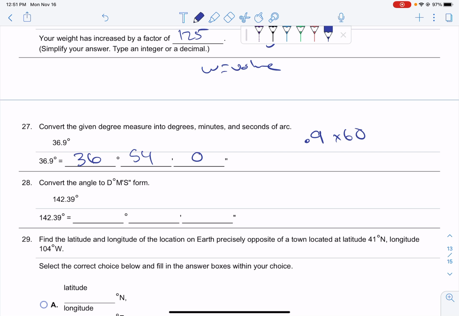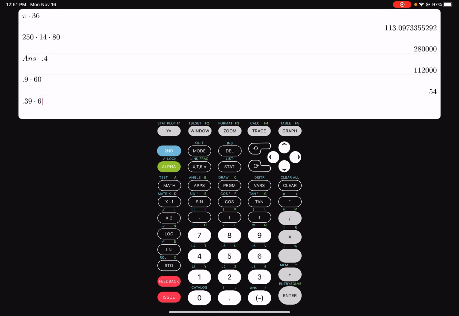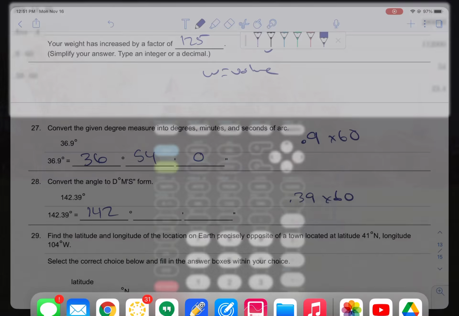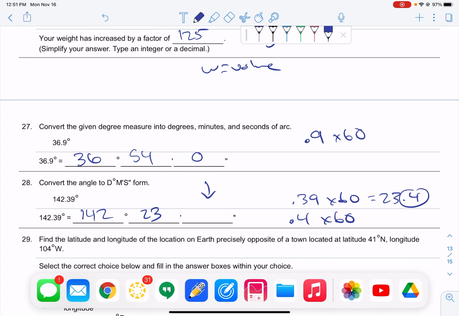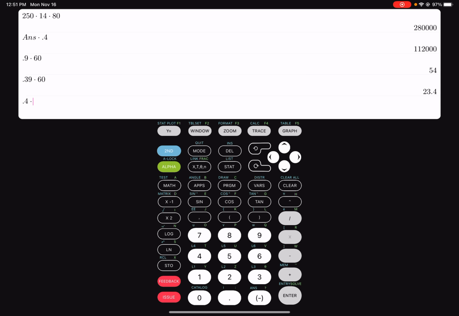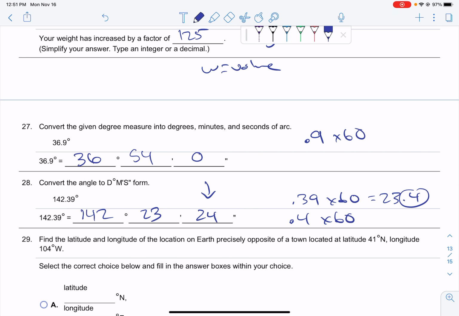Okay, same thing down here. 142.39, that's 142 degrees. I'm going to take 0.39 and multiply it by 60, and I'm going to get 23.4. Now, I don't know if we've done one of these before. This becomes 23 minutes, but I don't want that decimal. That decimal becomes my seconds. So I do 0.4 times 60, and I'm going to get 24. So that's going to become 142 degrees, 23 minutes, 24 seconds.